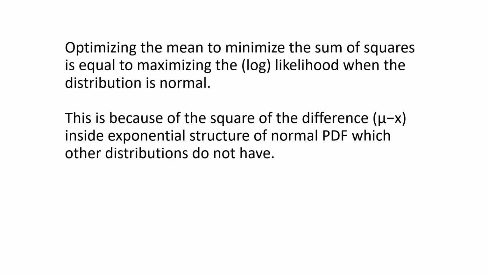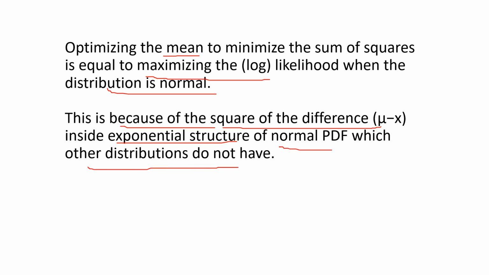So to summarize the answer, the maximum likelihood estimate and the least squares estimate would be equivalent when the distribution is normal. And that's because when we are optimizing the mean to minimize the sum of squares, that's the same as maximizing the log likelihood when the distribution is normal. And as we have seen, this happens because of the term x minus mu squared inside the exponential structure of a normal PDF, which other distributions do not have. And that's the answer to this question.